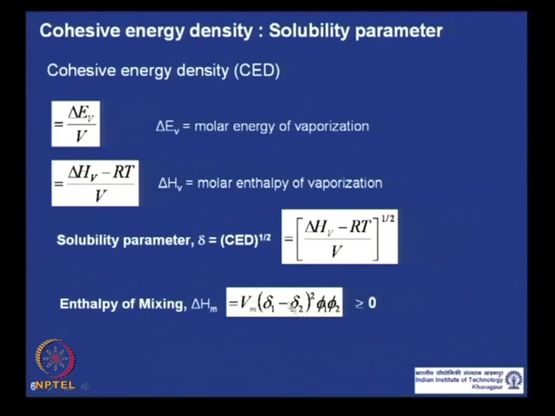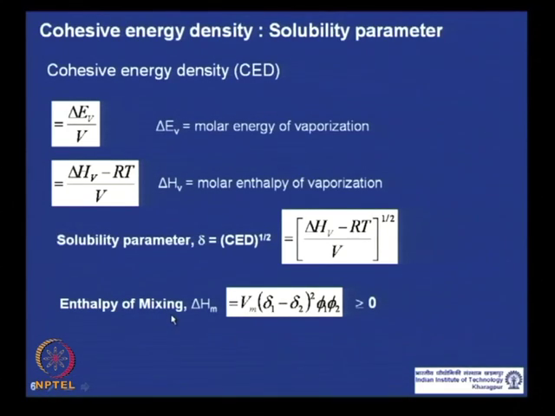But the way this expression has been proposed, the enthalpy of mixing delta H_m is always positive, or 0 if delta 1 is equal to delta 2. So, the drawback of this approach is that it cannot predict any negative enthalpy of mixing, which sometimes happens if there are strong specific interactions between the polymer and the solvent. V_m is the average molar volume of the polymer and the solvent.